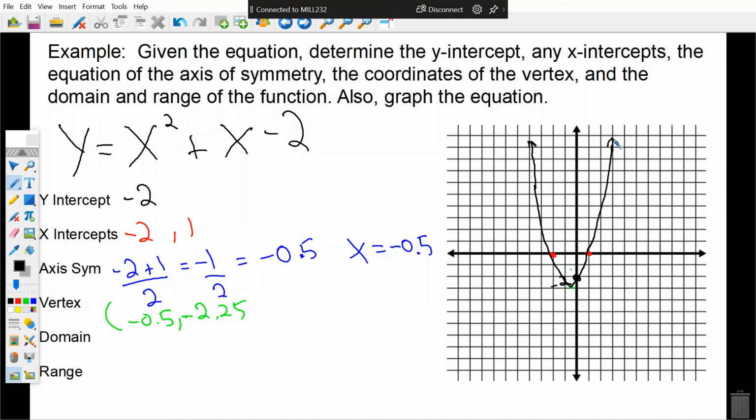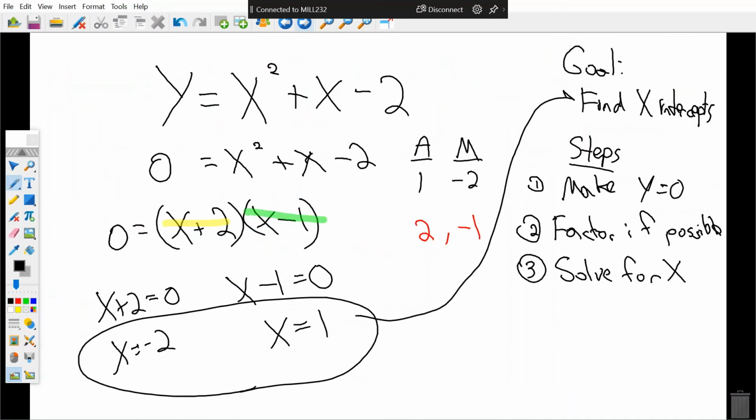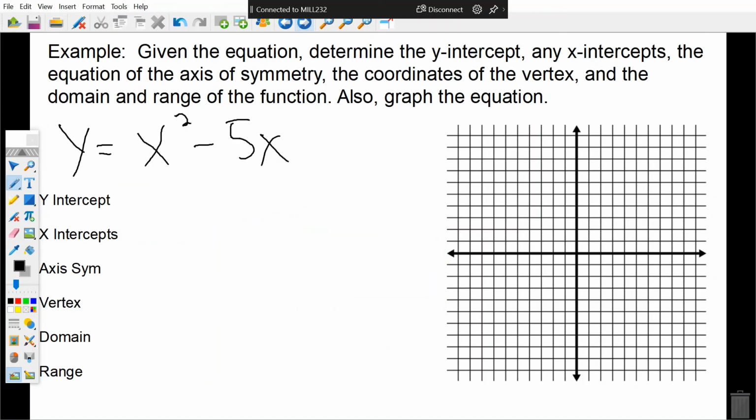So now I ask myself, what is my domain? Well, the domain is always x is an element of the real numbers, and the range, well, the lowest value is negative 2.25. And the highest value is infinite, so I will say y is greater than or equal to negative 2.25. All right, that was a long question, but we got through it. Let's try one more. Let's try this one.